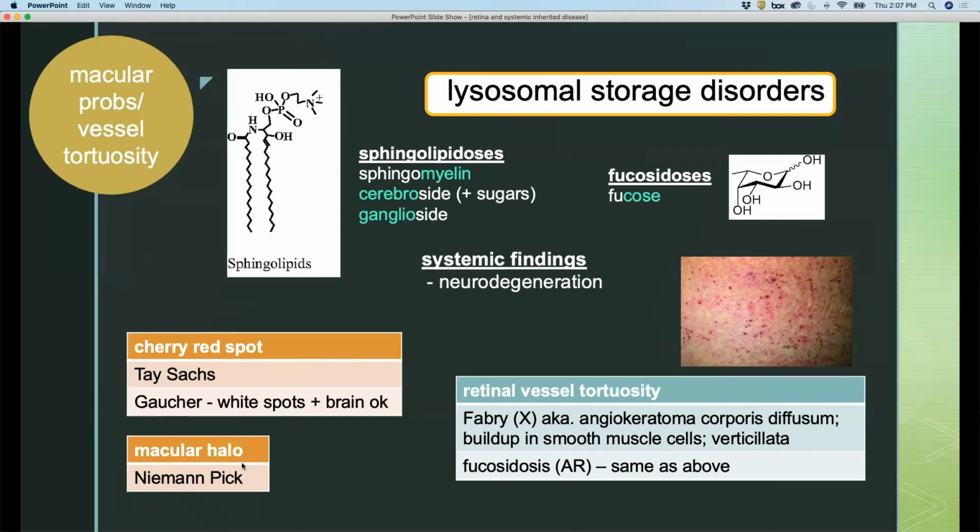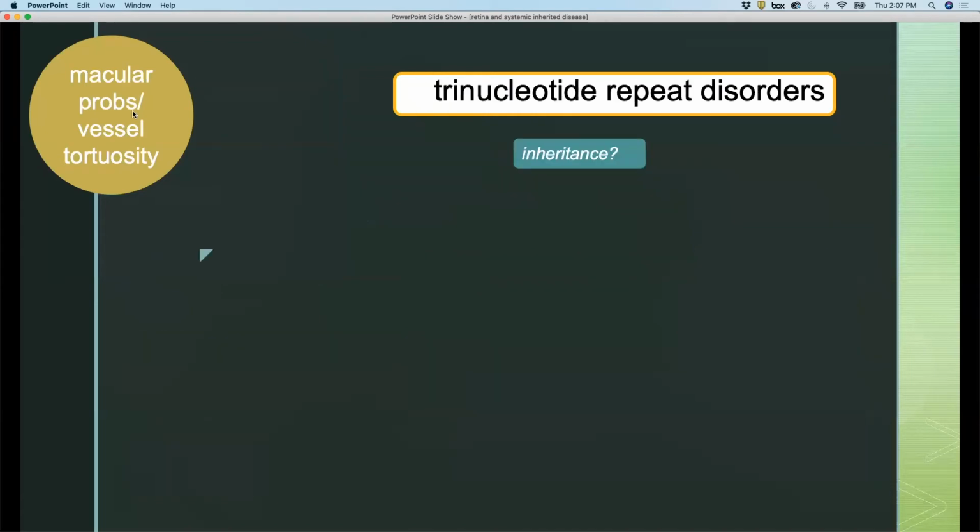What's the inheritance of Tay-Sachs? Are they all autosomal recessive? Excellent, very good. Yeah, all these lysosomal storage disorders are recessive because they're enzymes that would break these things down. All right. So other than lysosomal storage disorders, there is another subcategory of the things that can cause macular problems or vessel tortuosity, and that's trinucleotide repeat disorders.